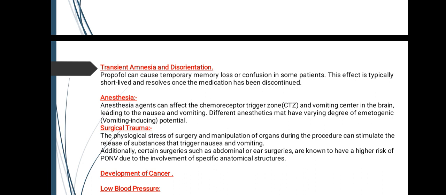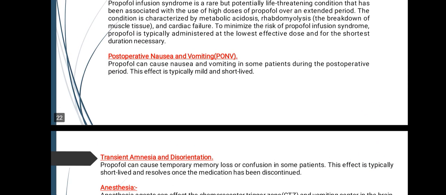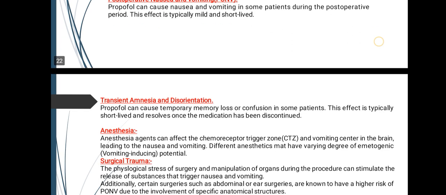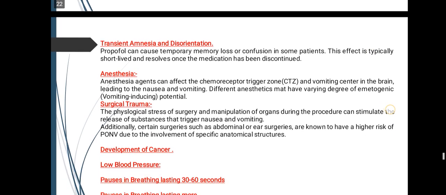Anesthesia agents can affect the chemoreceptor trigger zone, CTZ, and the vomiting center in the brain, leading to nausea and vomiting. Different anesthetics may have varying degrees of emetic effect, including propofol. This is how, as I discussed, this effect causes nausea and vomiting.